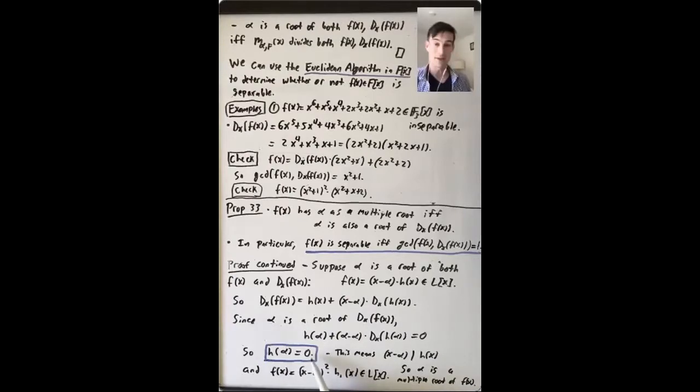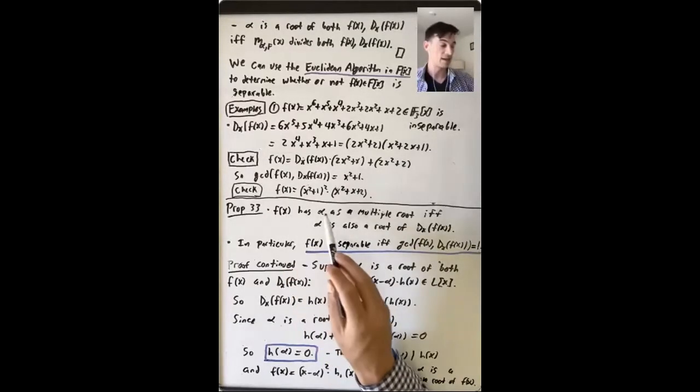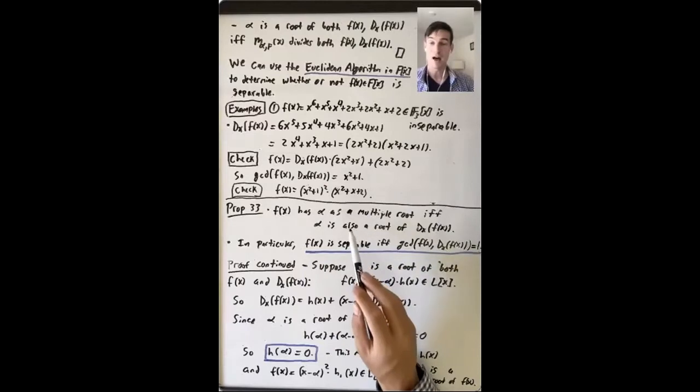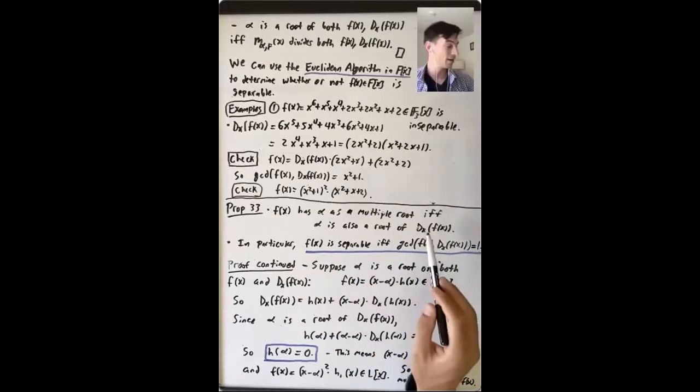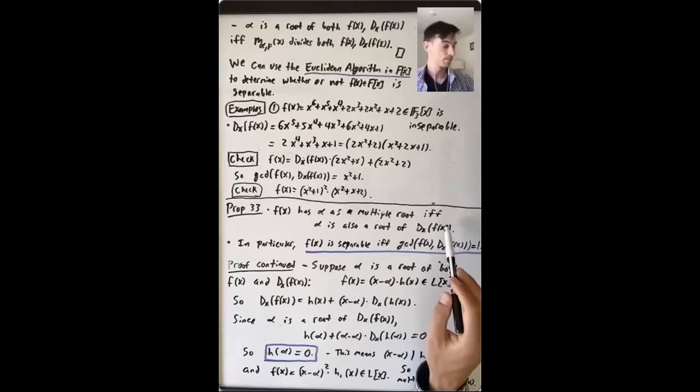And this is good because what does that mean? That means that h of x, some polynomial in L bracket x, has x minus alpha as a linear factor. But that means that f of x has x minus alpha squared as a factor. So it's x minus alpha squared times h1 of x in L bracket x. Now we're done. Now we've seen that alpha is a multiple root of f of x. So what have we proven? We've proven that f of x has alpha as a multiple root if and only if alpha is a root of both f of x and the derivative of f of x.